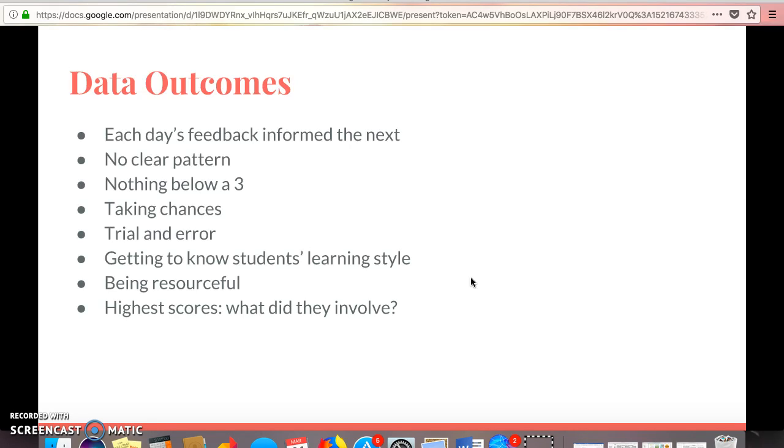And I think those high scores just came with the day. I mean, maybe that's a cop-out, but I truly believe after doing this for a bit and chatting with my cooperating teacher about it, that sometimes things will work one day and the next day they will not. So I think a lot of hard work came with the highest scores, but also a little bit of luck.